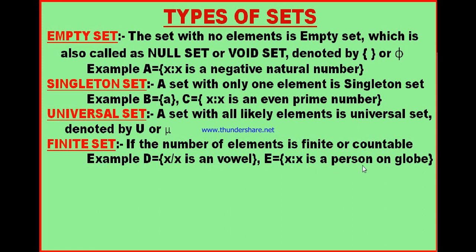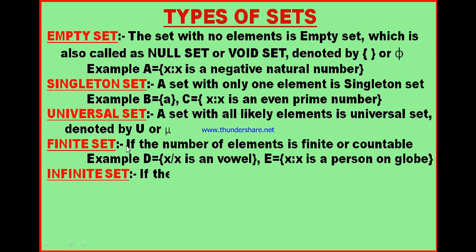Here X is such that X is a person on the globe. You can count the population of the globe. Though it is a very big number, you can count the number of persons on the globe. Therefore, again it is a finite set. If it is countable, it is a finite set. And at the same time, an empty set is also a finite set, because you can count how many elements are there in an empty set. In an empty set, the number of elements is 0. It is countable. Therefore, every empty set is a finite set.